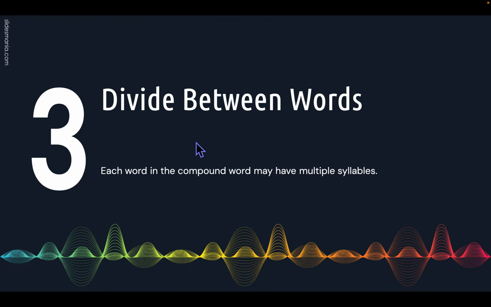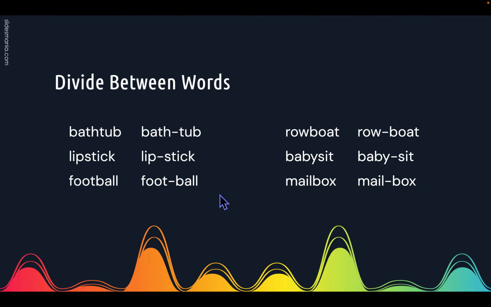This rule is a pretty easy rule. It's just to divide between words in a compound word made up of multiple words. Now, as you'll see, I will be dividing between the words. Some of these words might have multiple syllables within the word. That's not the case on this first screen though. So we're going to divide between the words bath and tub to get bathtub.